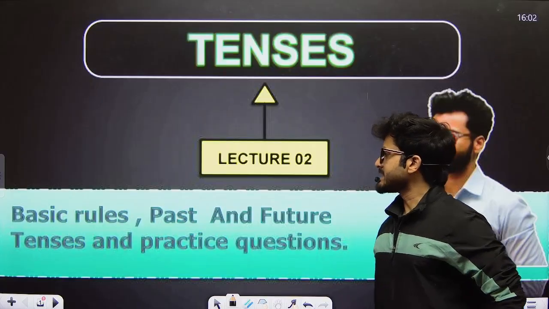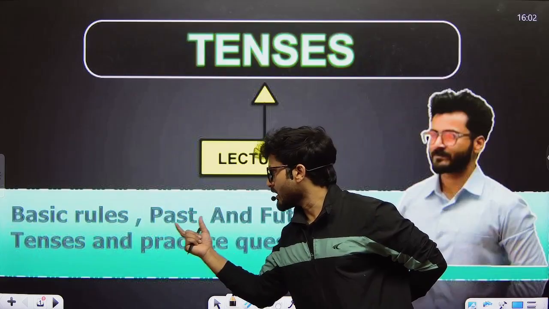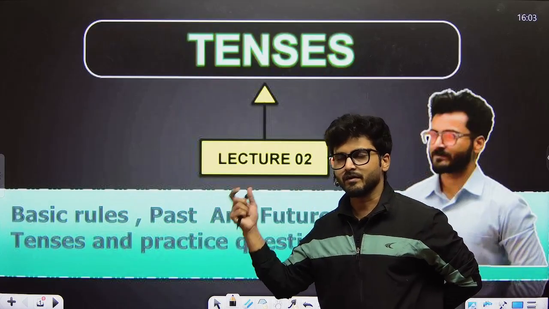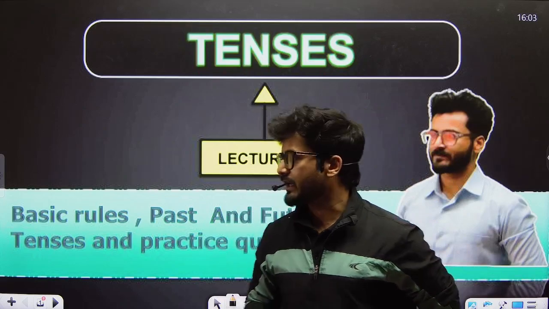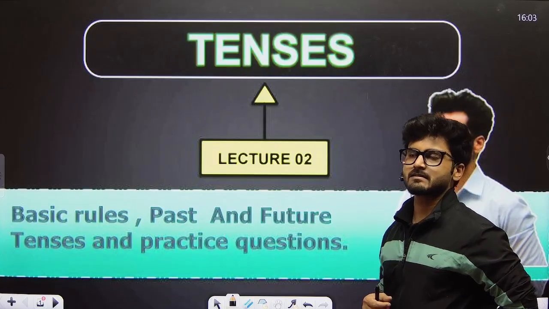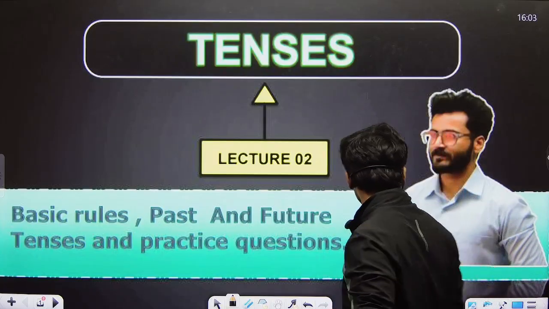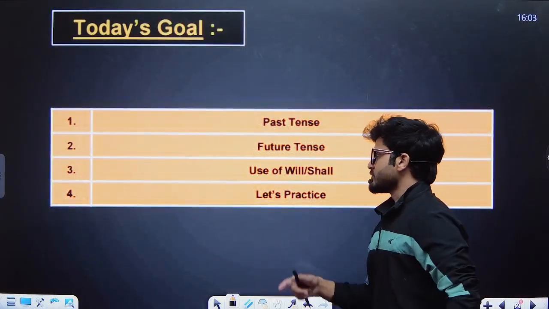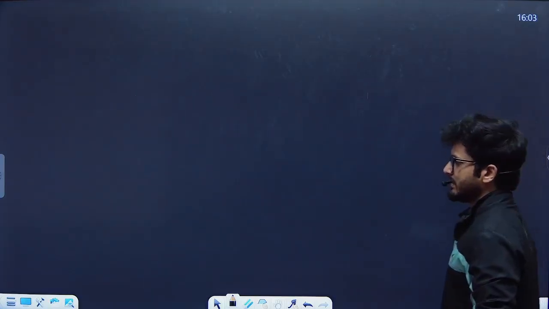Here we will be discussing what? Tenses, and basically we will be having in-depth knowledge of the past and the future tenses. We will practice certain questions also, and certain rules we will try to remember. Important things are present here in this slide, so be attentive throughout the session. The past case, the future case, use of will, shall we'll discuss, and then we will have practice questions.